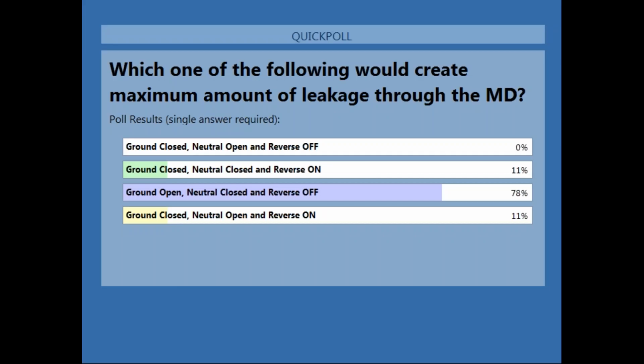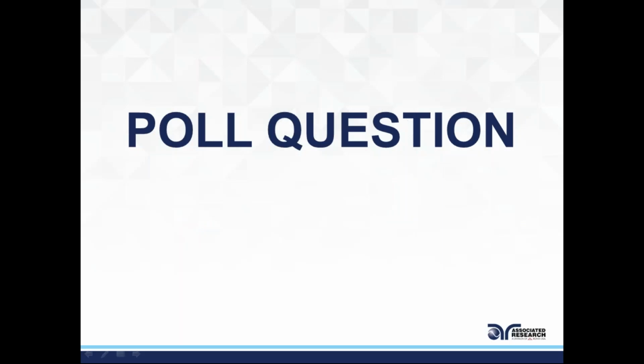All right, Bashan, we had 11% say ground closed, neutral closed, and reverse on. 78% said ground open, neutral closed, and reverse off. And 11% said ground closed, neutral open, and reverse on. Okay, thanks very much, Brittany.